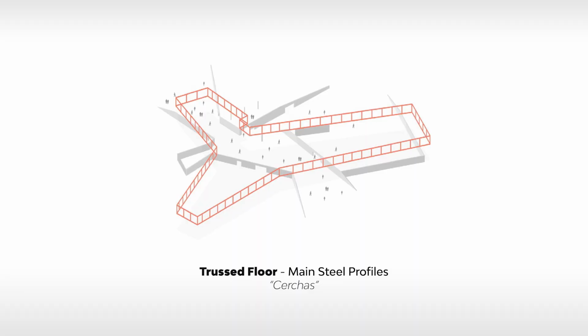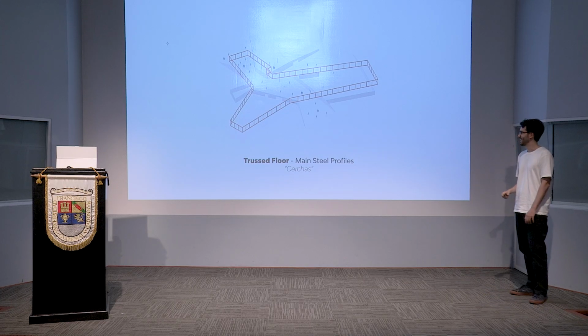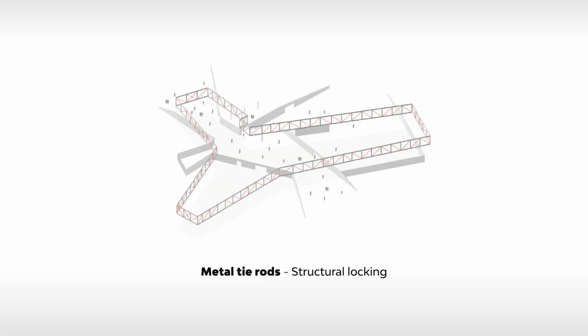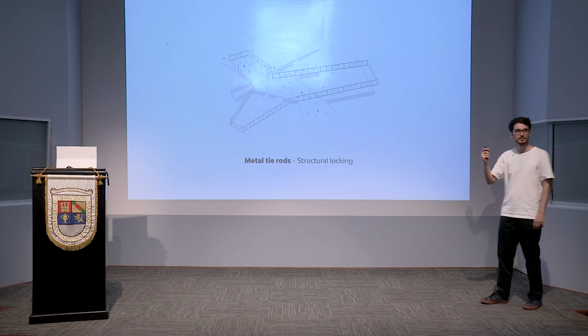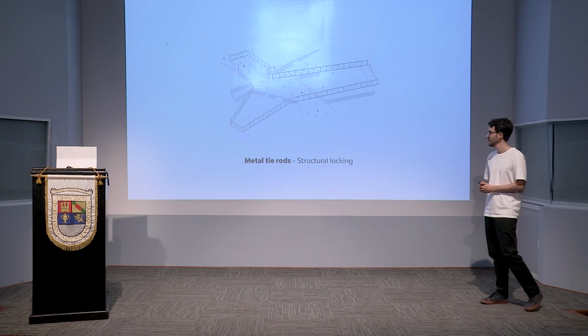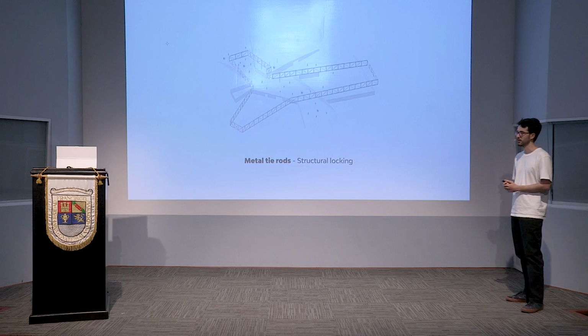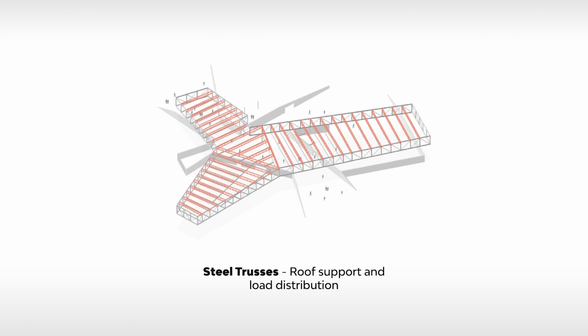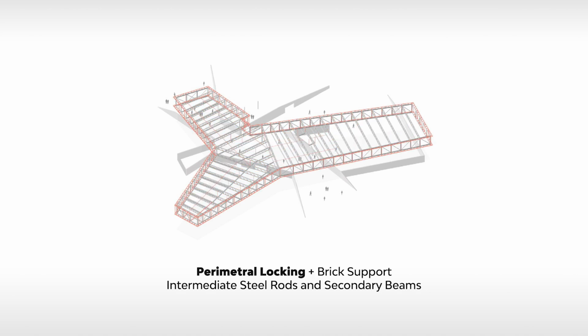Then following that, the truss floor, which I think are called cerchas, right? Which was the perimeter of this and was the main part of the structure. From this, I went to the metal tie rods, which gave some structural locking. You can see that each part I'm adding here, I'm using the orange color, which was the accent color of my project. So I was telling the story to the jury as well. From here, the steel deck support with steel profiles as well. Then steel trusses, which held the roof, but also helped with the load distribution. And then finalized with a perimeter locking, which was the brick support.